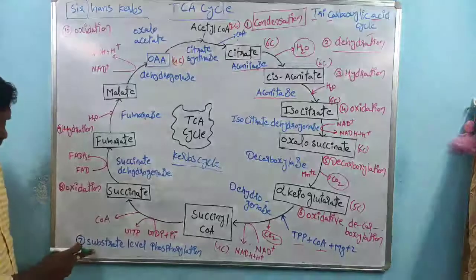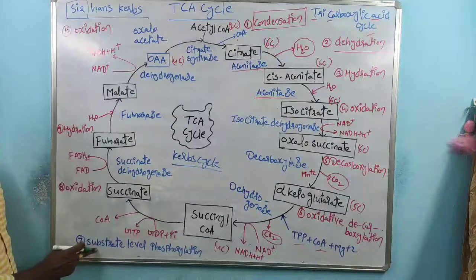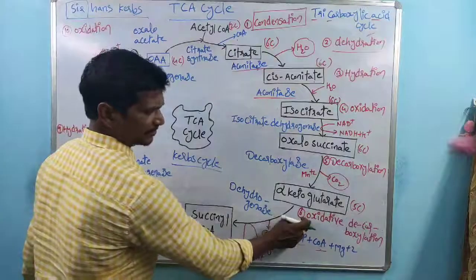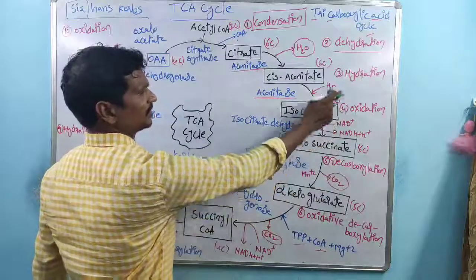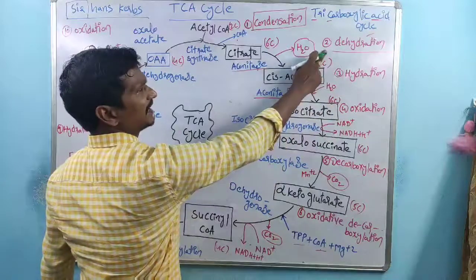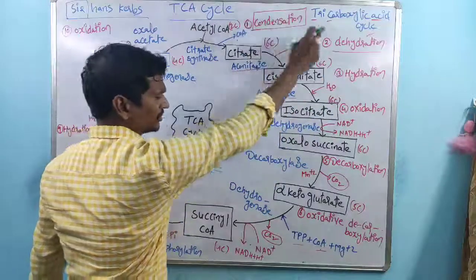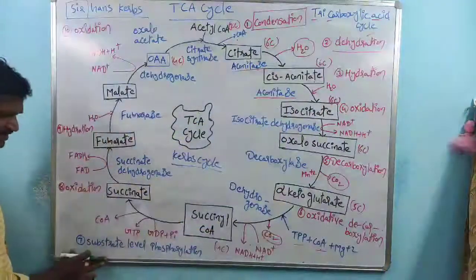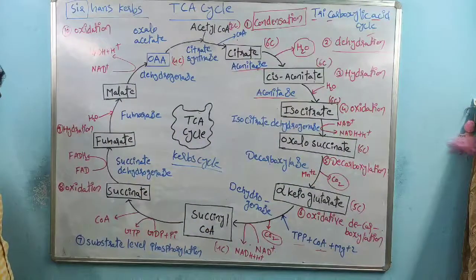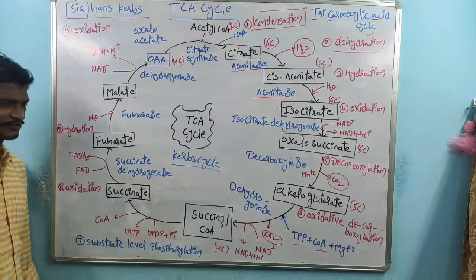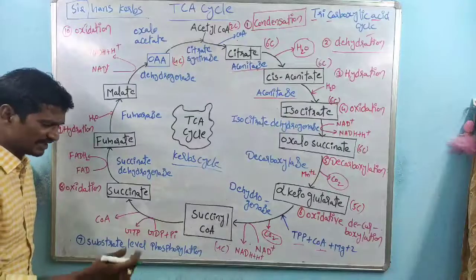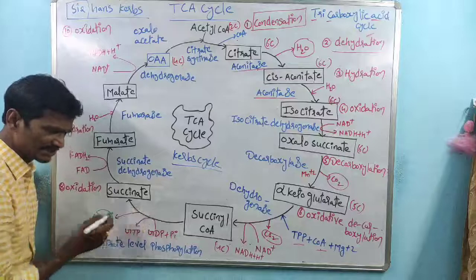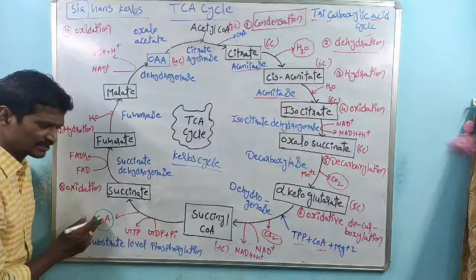This step is called substrate level phosphorylation. This is the oxidative decarboxylation, this is the oxidation, right? Hydration, dehydration, condensation. So this is the order, and this is the 7th reaction. Here substrate level phosphorylation takes place. One of the phosphate molecules is taken by the succinyl CoA and coenzyme A is released out.